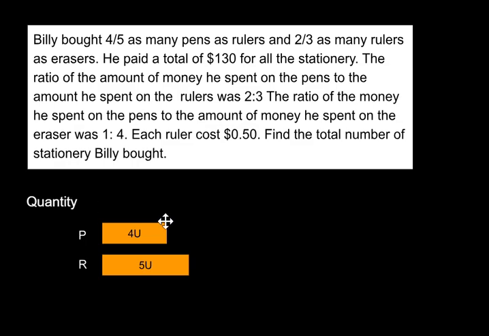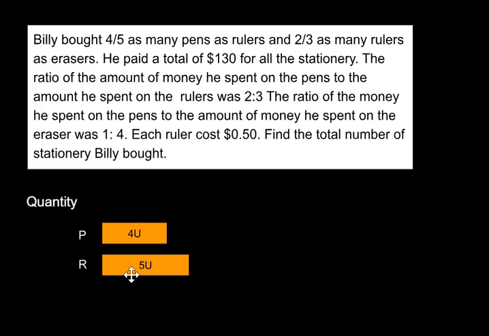I'm going to show you step by step how I do it, and also my thinking behind how I draw the model. Okay, so Billy bought 4/5 as many pens as rulers. So as usual, I will put a model for pen and ruler, and I say 4/5, so it's 4 units against 5 units. Now I need to draw the second part. He bought 2/3 as many rulers as erasers. So this is 2/3 of the eraser.